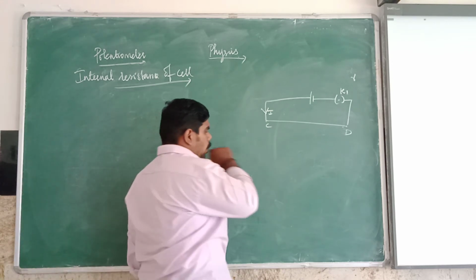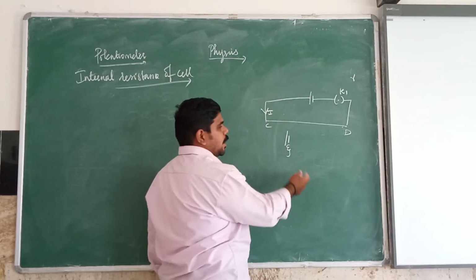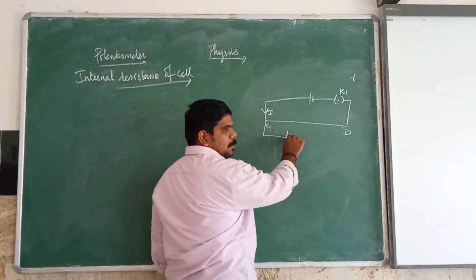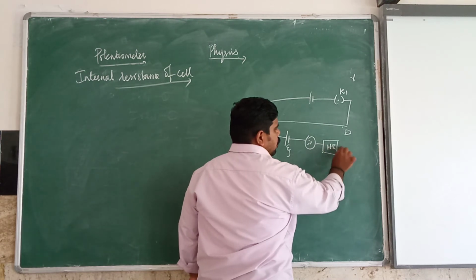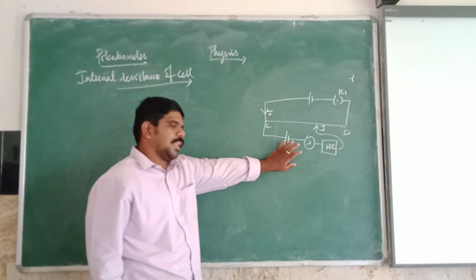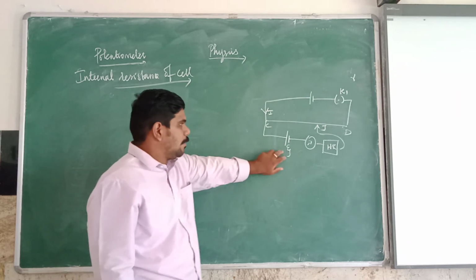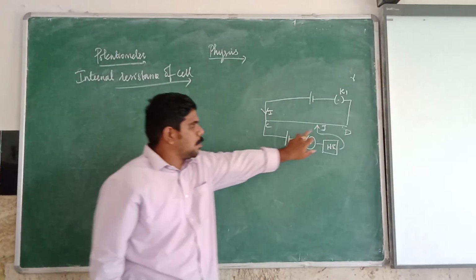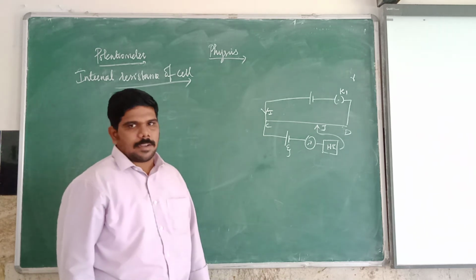Now the EMF of a cell psi, whose internal resistance we are going to determine, has its positive terminal connected to C and its negative terminal connected to the galvanometer, high resistance and jockey. The EMF of a cell whose internal resistance we are going to determine: the positive terminal is connected to C and the negative terminal to the jockey, through the galvanometer and the high resistance.